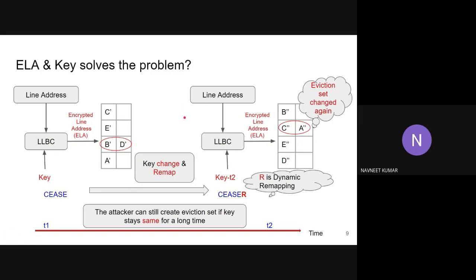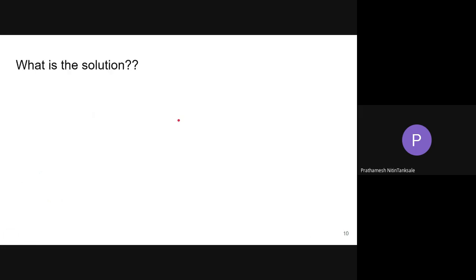Prathamesh, I have one question. You are saying that after every time, for example after every second, the key is getting changed, right? Isn't it possible that we can predict the key also? No, keys are generated with the help of a random number generator. The key is not predictable. Okay.